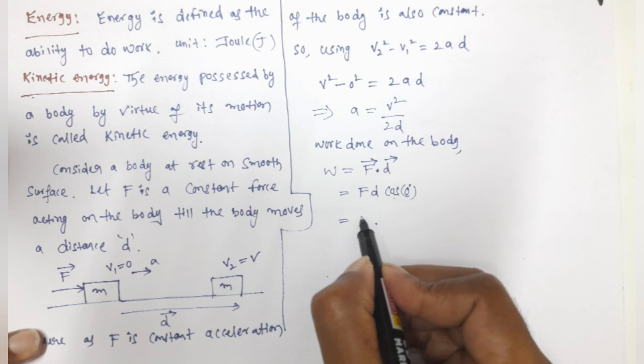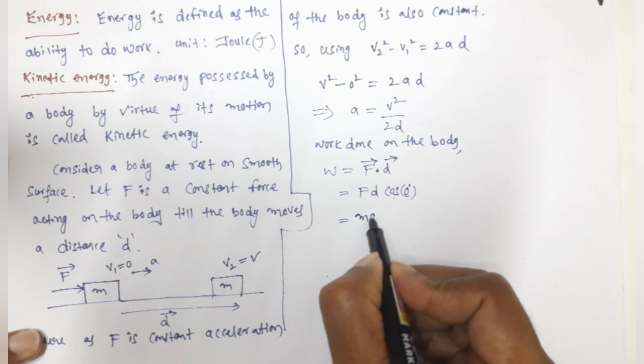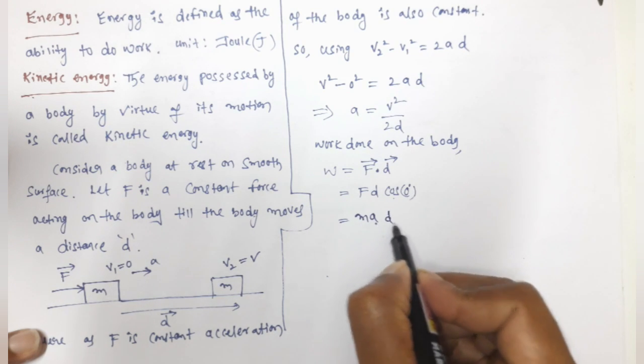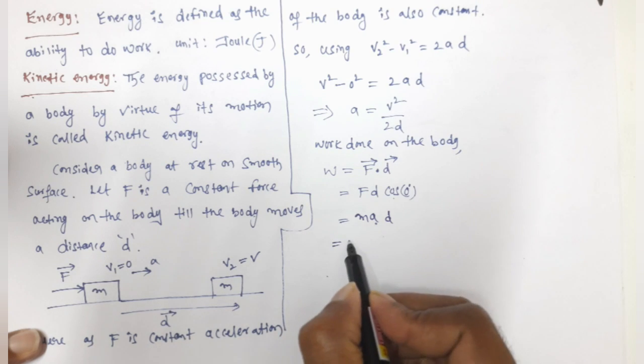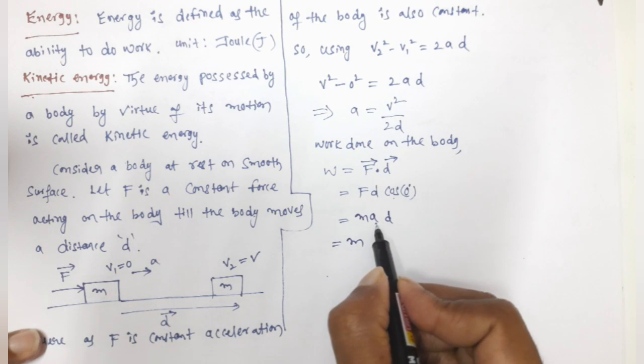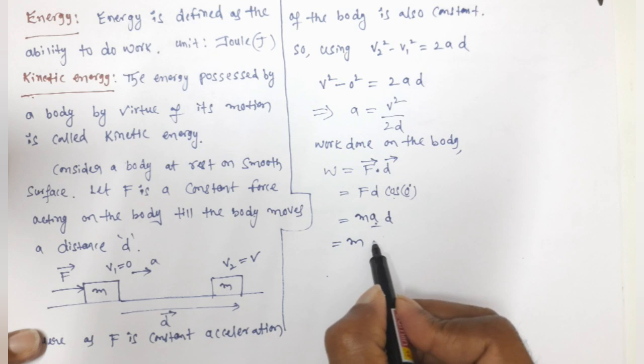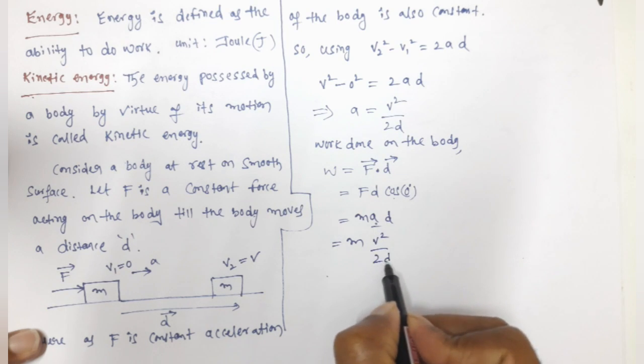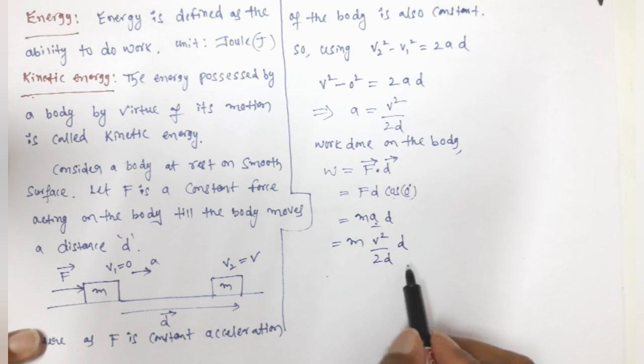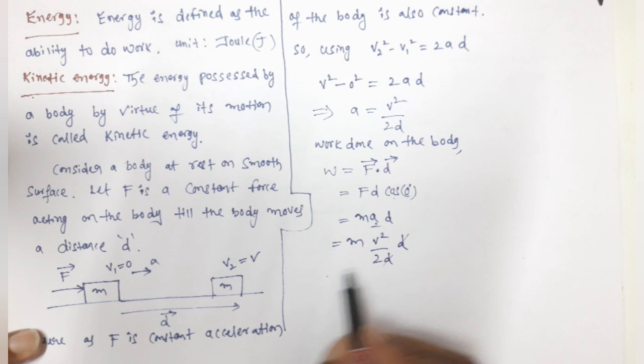Cos 0 is 1, F. What is F, guys? According to Newton's second law, F equals m a. And m, right, as it is a. For acceleration, we already got this equation, right? So v square by 2d into d. So d gets cancelled. Now how does it look?